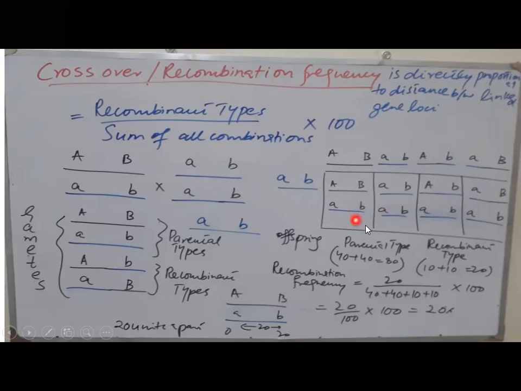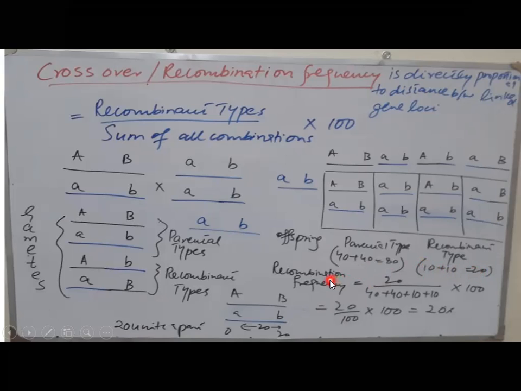What will happen? For example, we have got the parental types, that is 40 plus 40. These are two parental types. Out of 100, we have got 40 of this one and 40 of this one. Total is 80. And we have got the recombinant types, for example, this one and this one. These are, for example, 10 plus 10 is equal to 20.